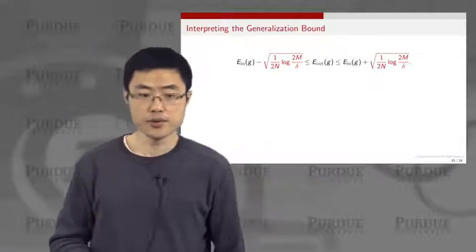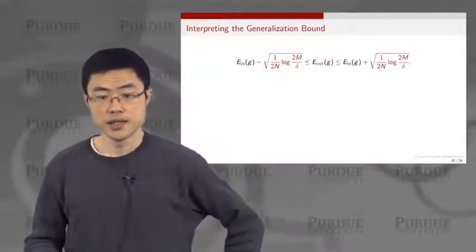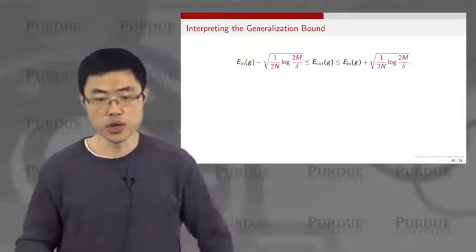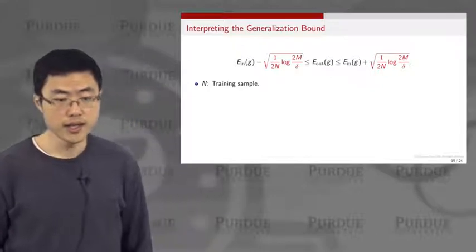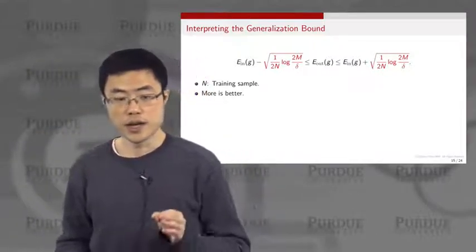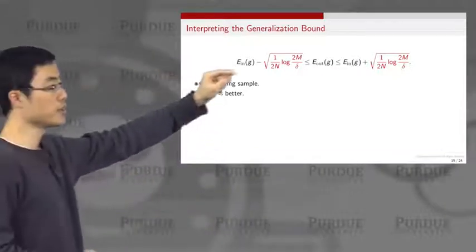Let's spend some time trying to interpret this generalization bound. In this generalization bound, I have E out lying between these two quantities. N is the number of training samples. And of course, in this equation, the more the better. Now, why is this the case? You look at the equation here.